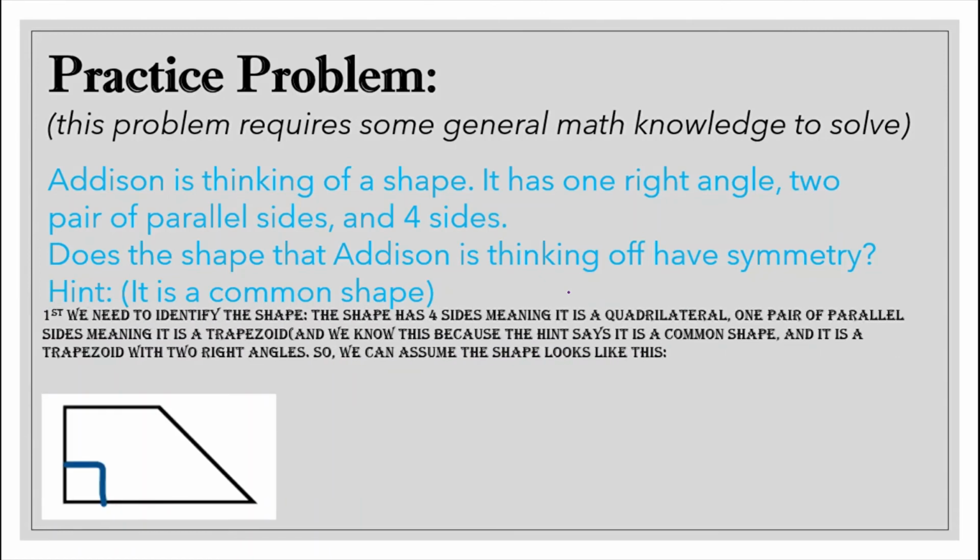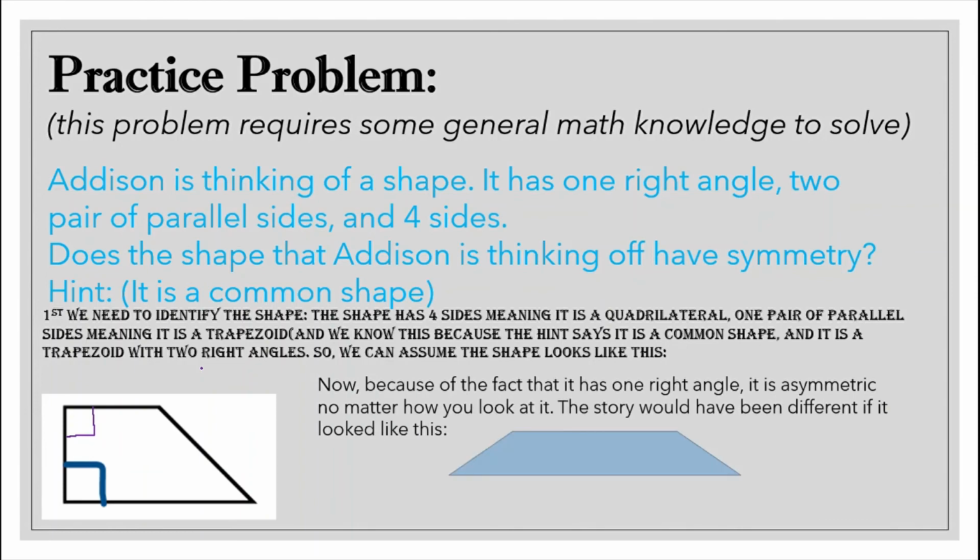So, first we need to identify the shape. The shape has 4 sides, meaning it is a quadrilateral. 1 pair of parallel sides, meaning it is a trapezoid. And we know this because the hint says it's a common shape. And it is a trapezoid with 2 right angles. So we can assume the shape looks like this. See? This is the extra right angle. We also have this one up here.